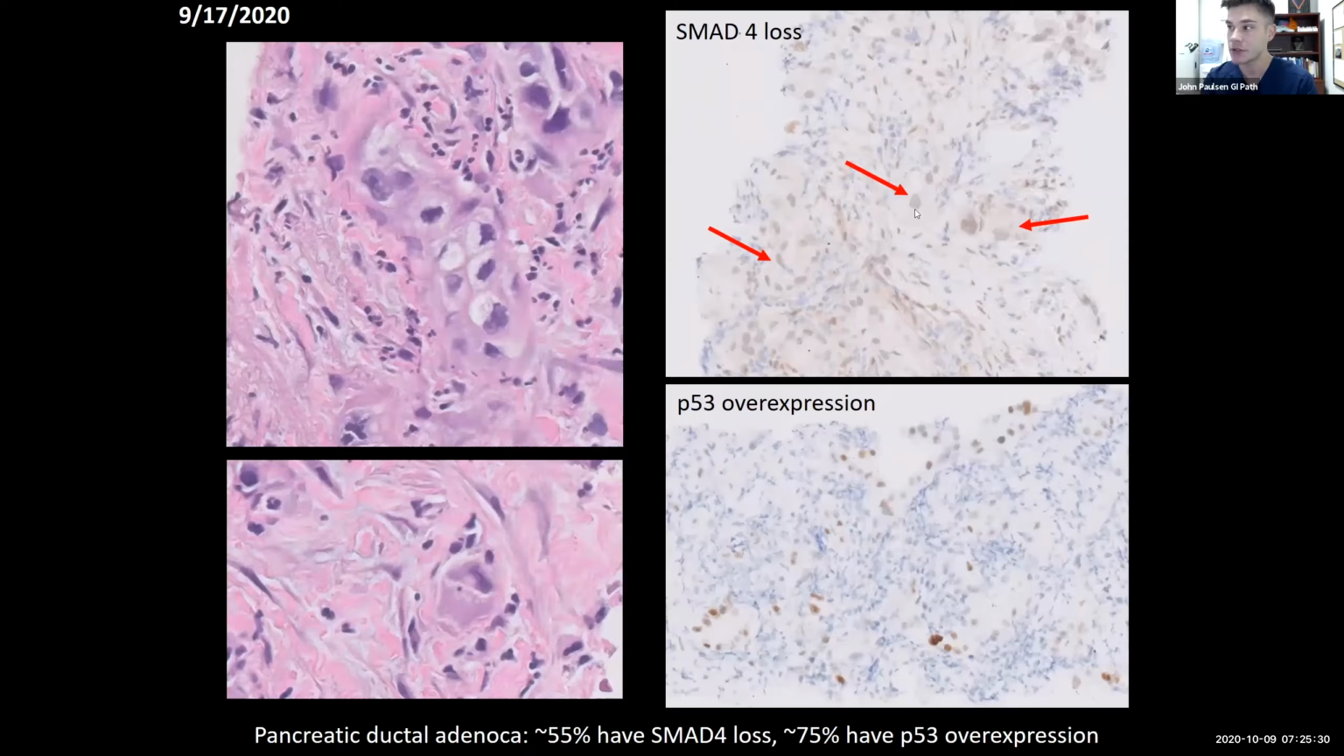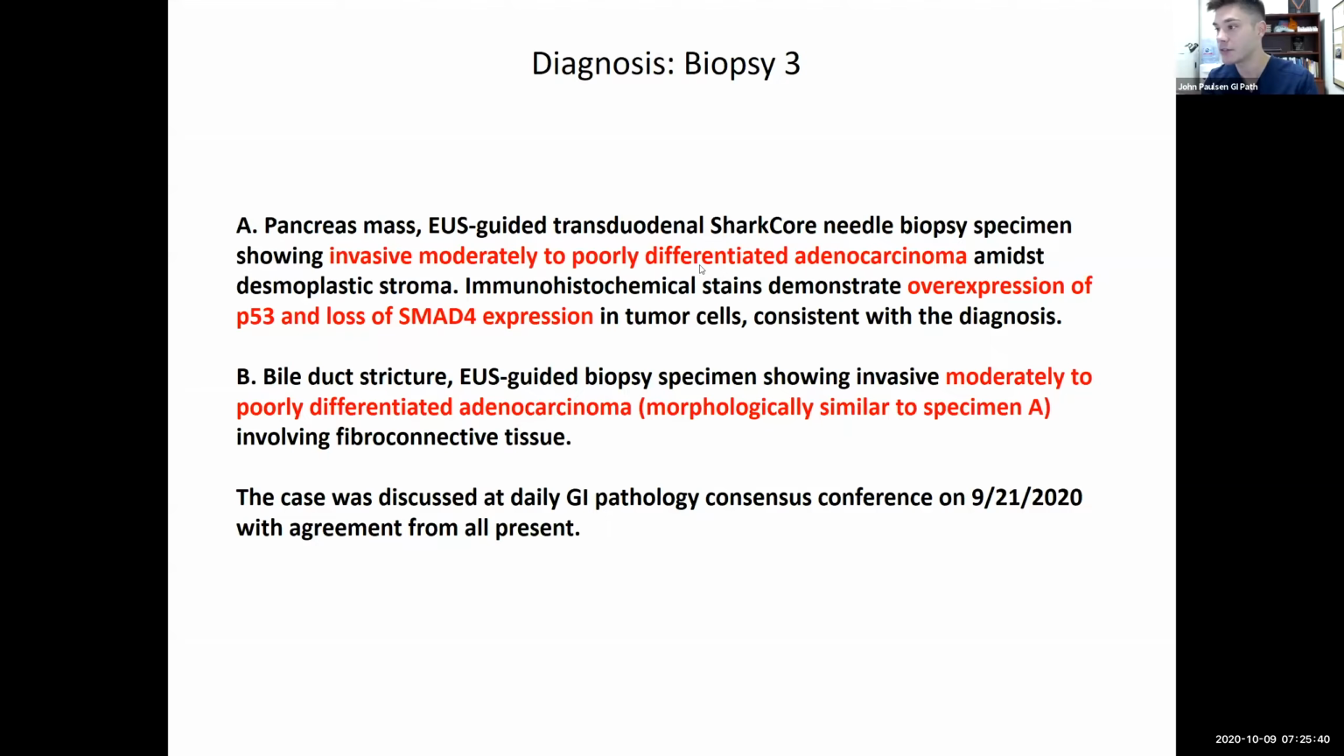Immunostains for SMAD4 show loss of tumor suppressor SMAD4 and overexpression of p53. This is very clear-cut pancreatic adenocarcinoma. So it's invasive, moderately to poorly differentiated adenocarcinoma in this pancreas mass biopsy. The bile duct stricture biopsy also showed exactly the same morphology, cancer in the bile duct stricture as well.